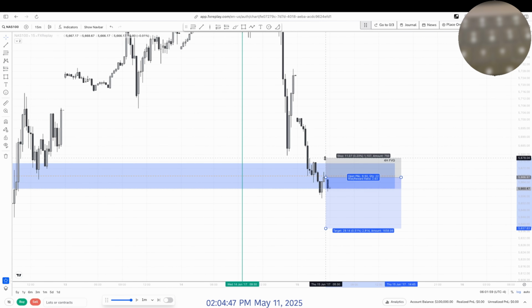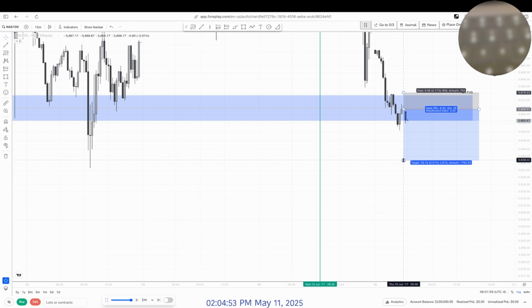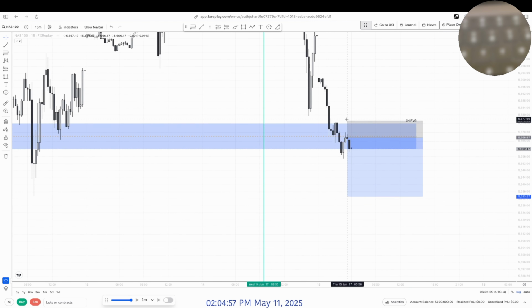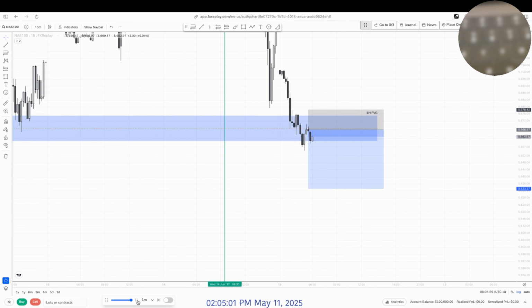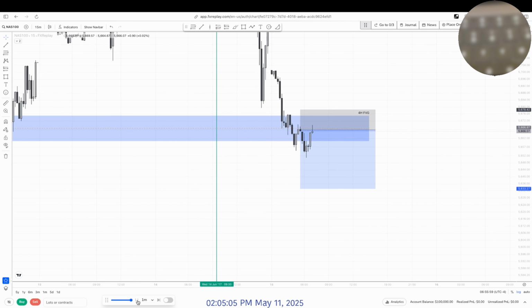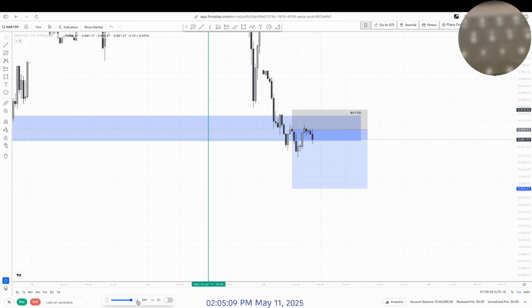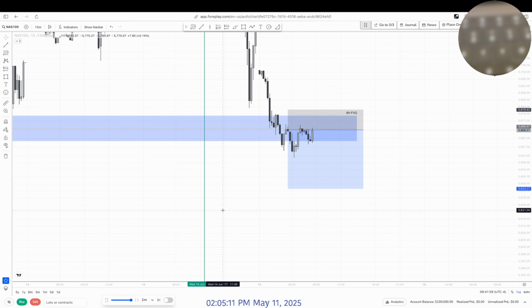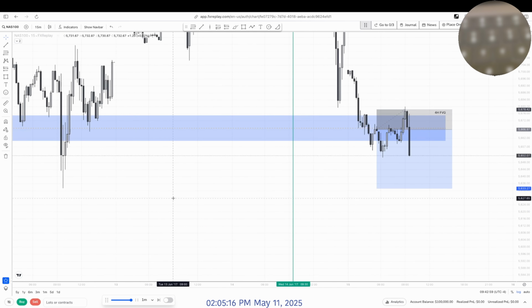London session. I don't quite have a good reasoning with London. Let's play the manipulation game then. So London is dropping, and then let's see if it does. If it fails to break this low, then that means we are going to the upside. We might be going to the upside.